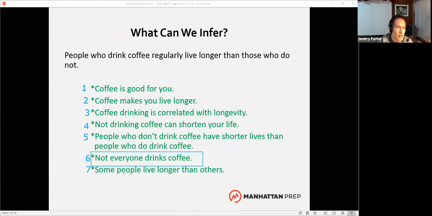Seven, some people live longer than others. Yes, right? If the people who drink coffee live longer than people who don't, then some people live longer than others. It's not very hard to infer. We know some people live longer than others, but the GMAT didn't tell us that. Now we know from this, right? So don't bring in things. Sometimes people bring in things that are just obvious. Well, of course, more women are mothers than men are. Well, yeah, that seems to make sense, but the passage didn't tell me that, right?